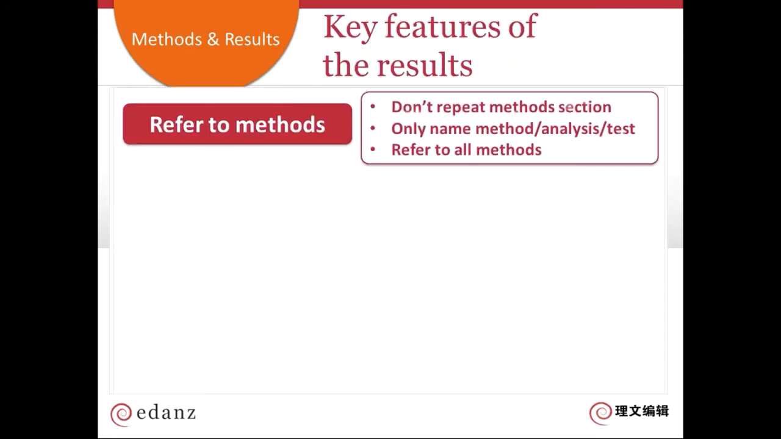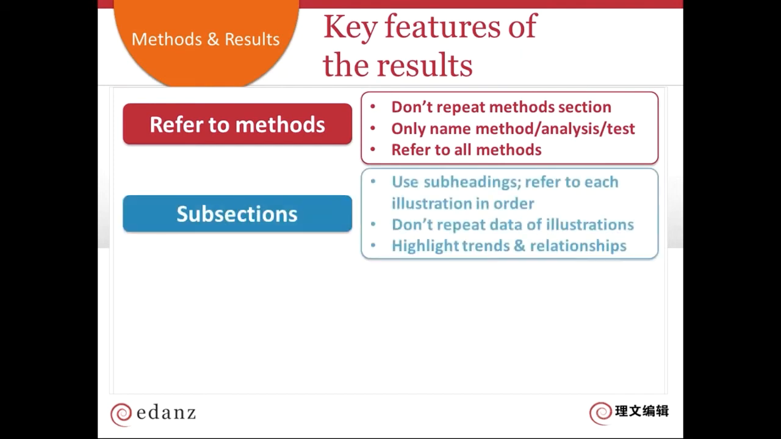When writing your results section, don't forget to refer to all your methods. Don't copy-paste text from the methods. We also recommend that you write your results in subsections and don't repeat data from the illustration. Avoid listing details. Instead, present summaries, relationships, and trends.